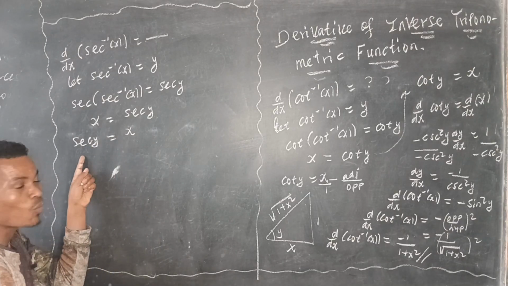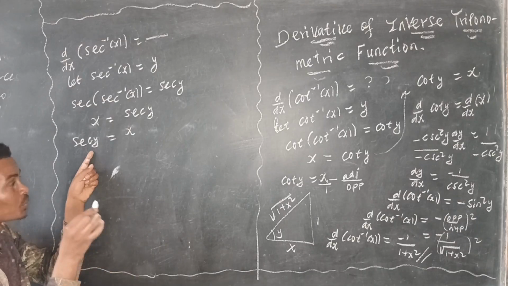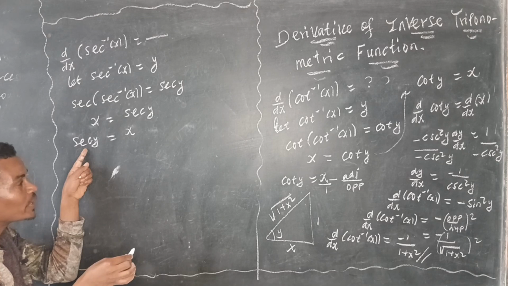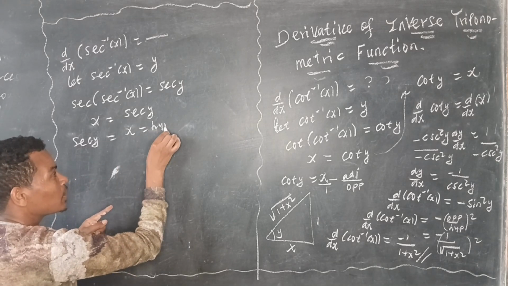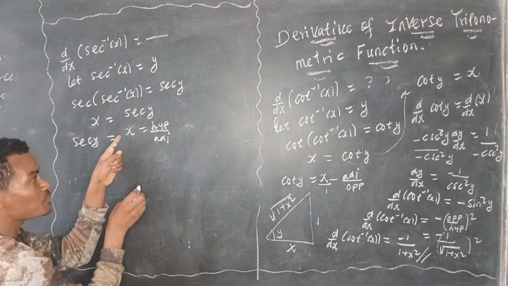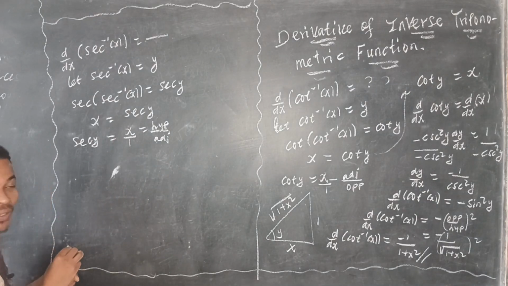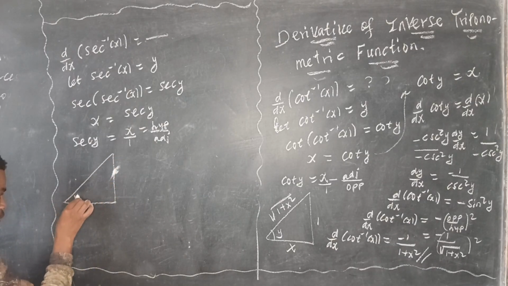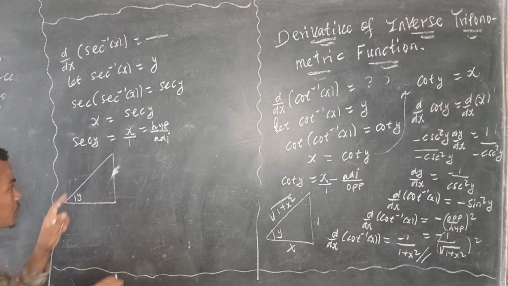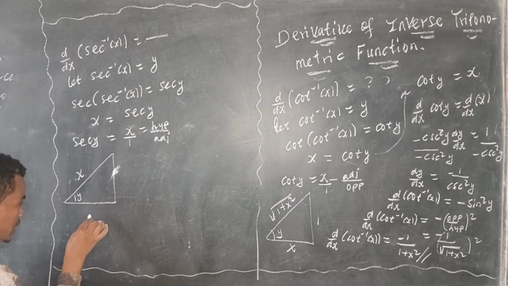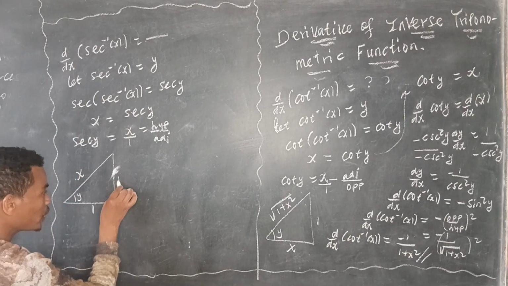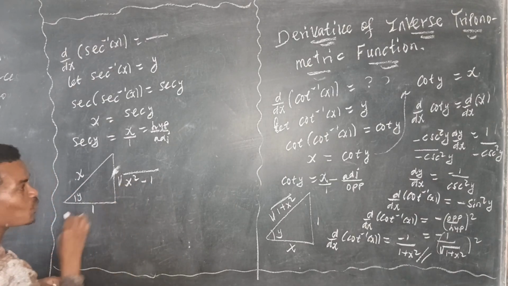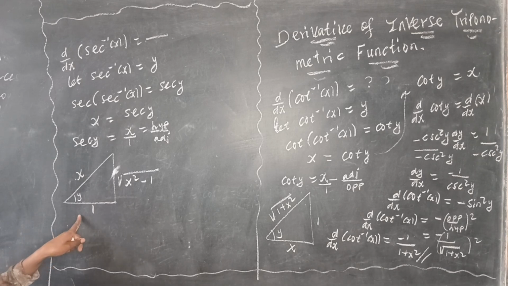In this case, sec y is the reciprocal of cos. Cos is adjacent over hypotenuse, so sec y is hypotenuse over adjacent. Hypotenuse is x, adjacent is 1. So when we sketch the right angle triangle with angle y, sec y is equal to hypotenuse, which is x, adjacent, which is 1, and the remaining side is square root of hypotenuse square minus adjacent square, that is x square minus 1. Now that we have this, let's consider this one.